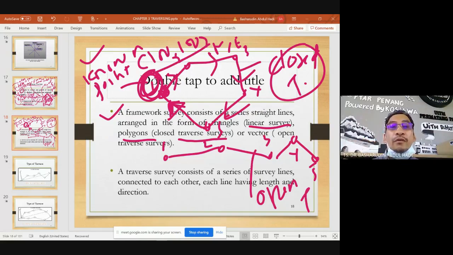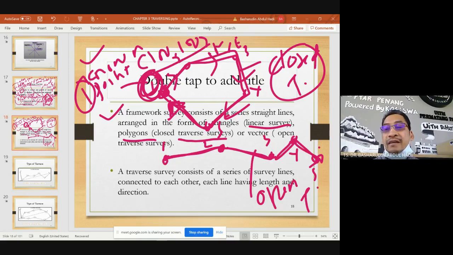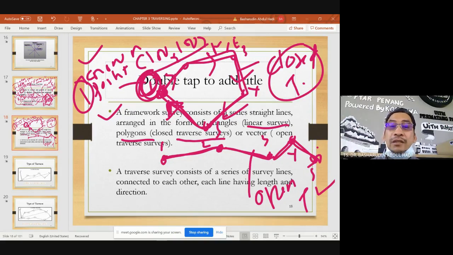You start from a known point, and you come back to the known point. Actually, you know the coordinate. You know about the station, maybe this one is station 1. But here, it's very complicated. You start from point 1, going to point 2, point 3, point 4, point 5. We call it an open traverse. That is right. How does this open traverse become a closed traverse like this?